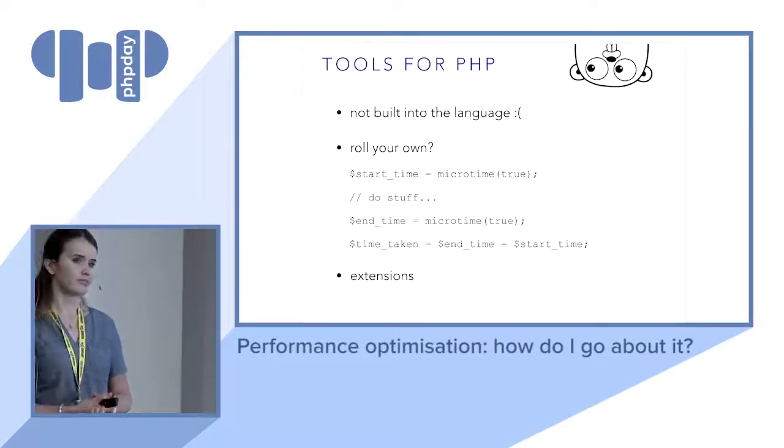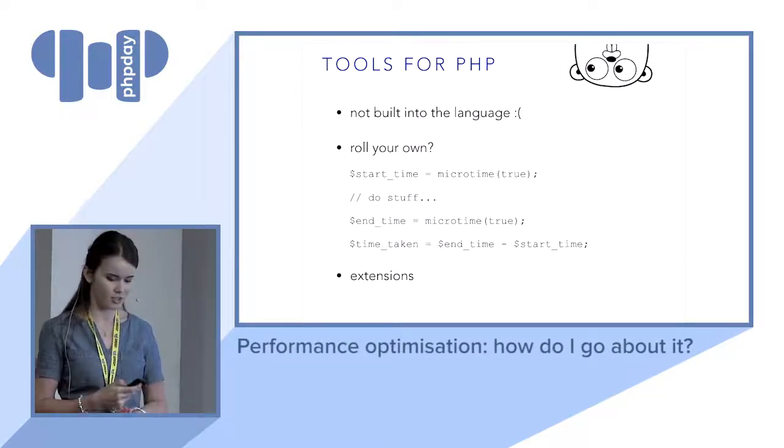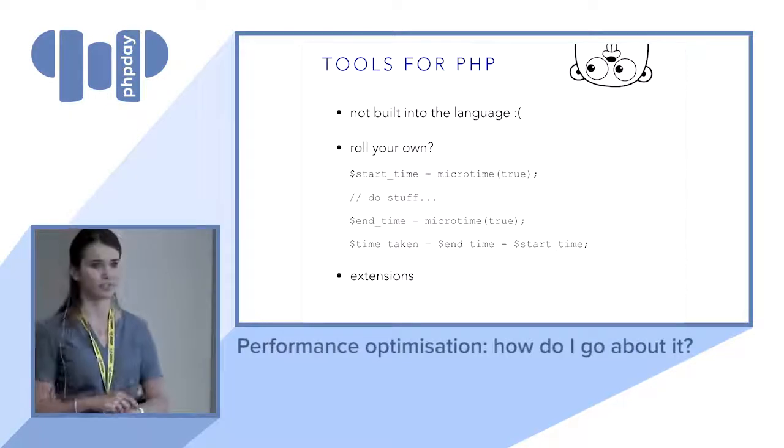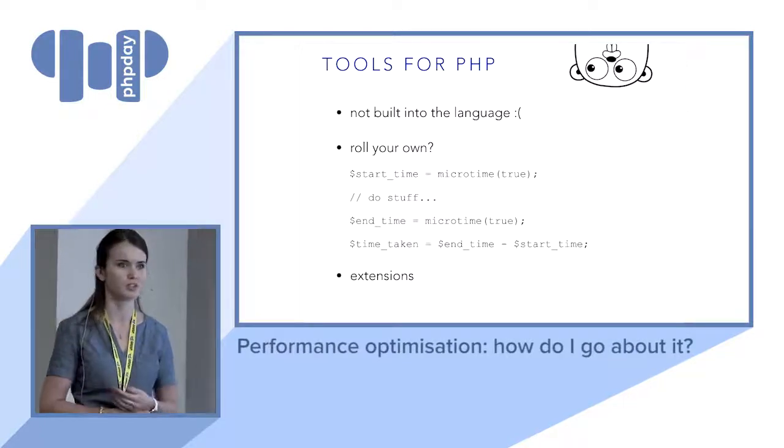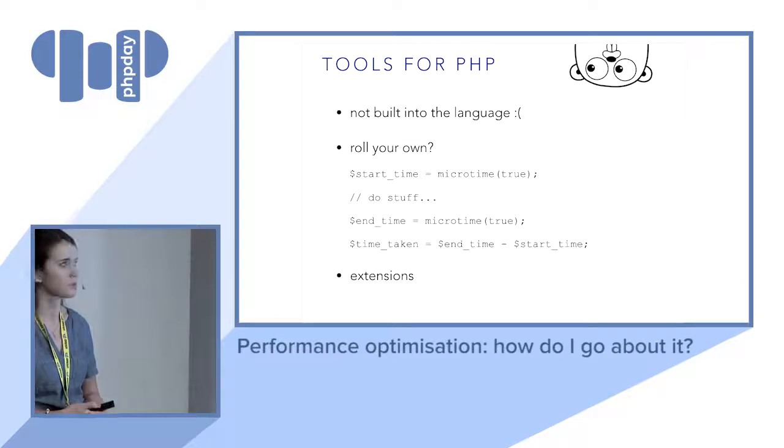You could roll your own. The simplest one that you can use is just microtime. So you record the start time, the end time, and subtract the two. That's good enough for quick and dirty ones.